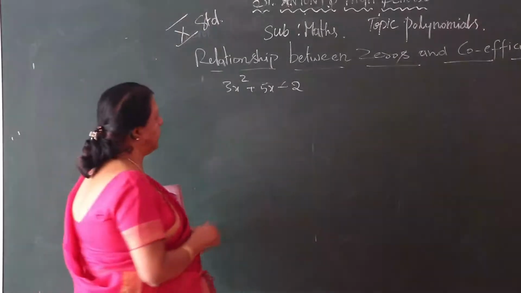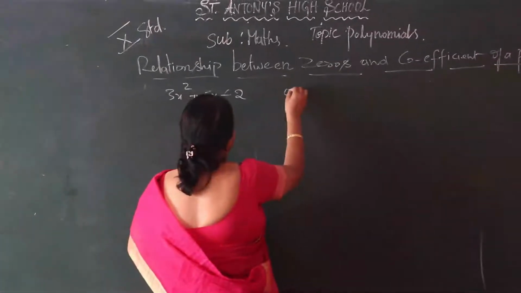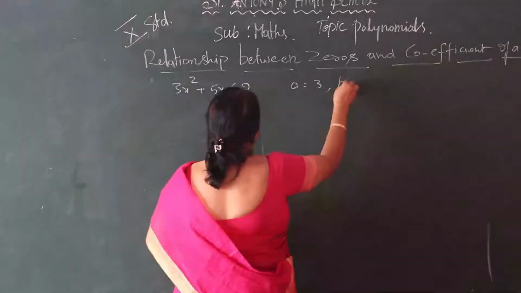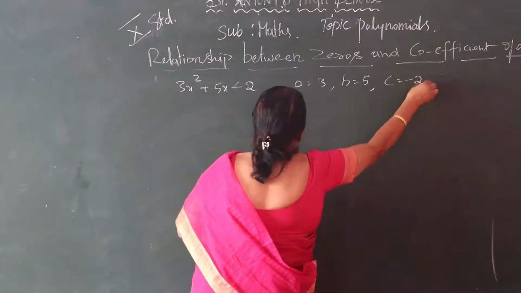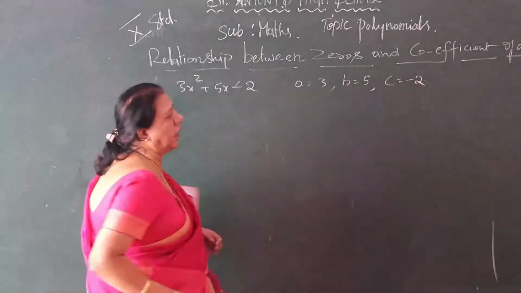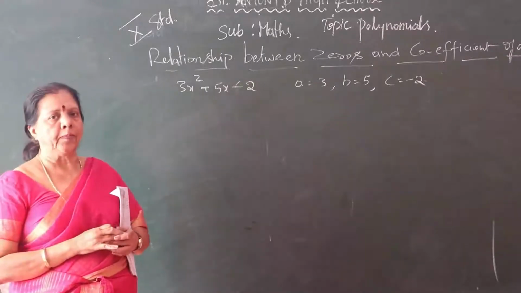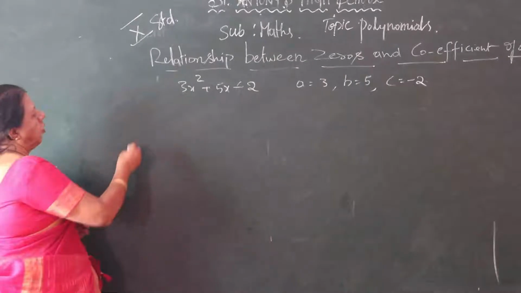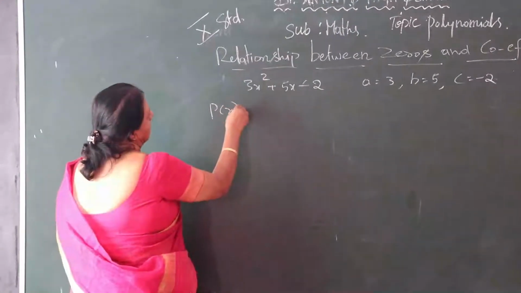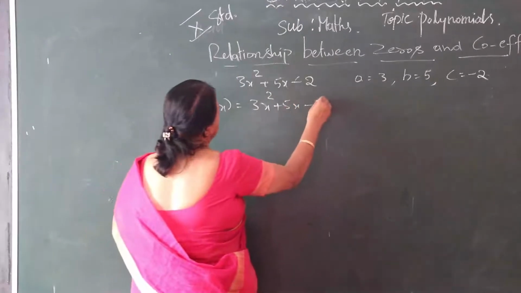Now take out the coefficients. What are those coefficients? So A is equal to 3, B is equal to 5, follow all of you. C is equal to minus 2. Because here minus is there, you have to take the number along with the sign. Okay children. Now we will go for the factorization. So polynomial p(x) is equal to 3x square plus 5x minus 2.